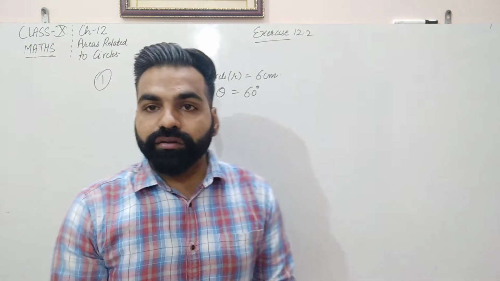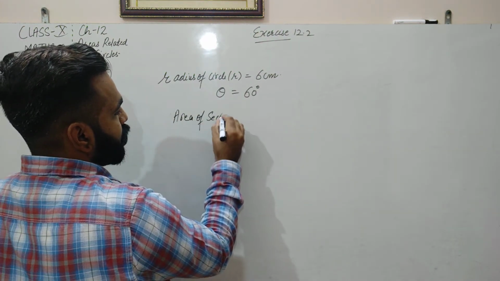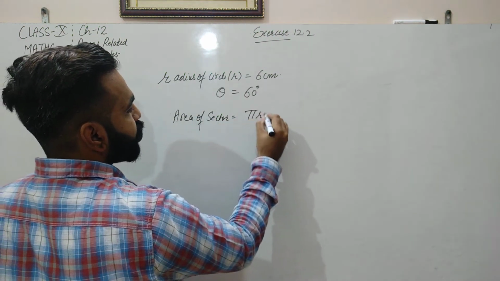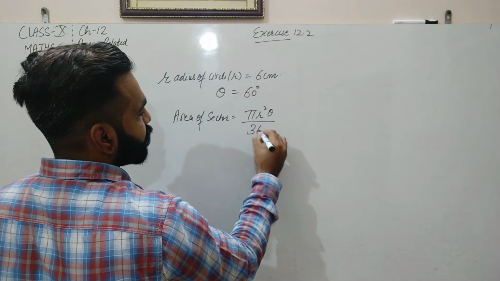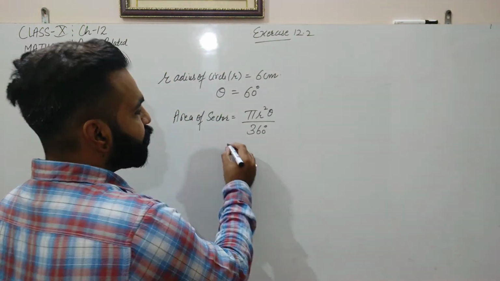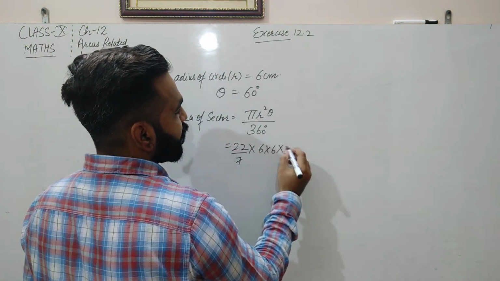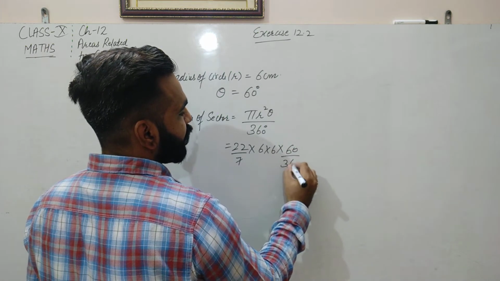So what is the area of the sector? Area of the sector is pi r square theta divided by 360. Clear everyone? So we will put the values here. Pi is 22/7, r is 6, theta is 60 divided by 360.